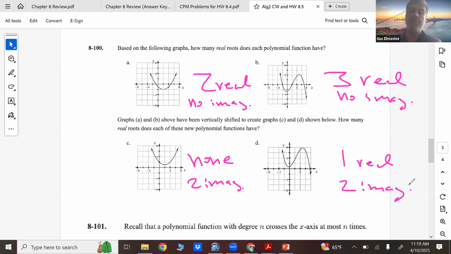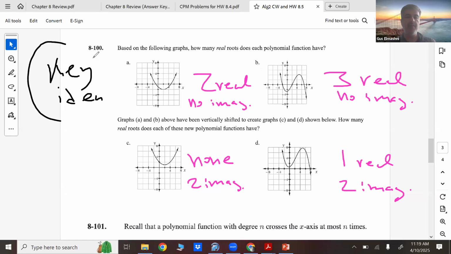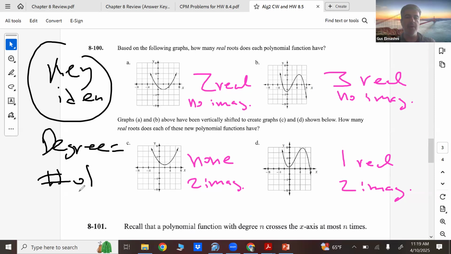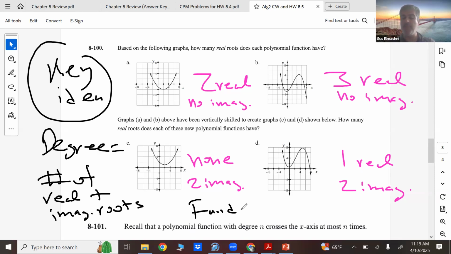Because your number, and this is the key, guys, quiet, please. This is the key idea. The key idea is that the degree will equal the number of real plus imaginary roots. That's actually called, and it sounds kind of weird because you guys have done algebra for quite some time, the fundamental theorem of algebra.